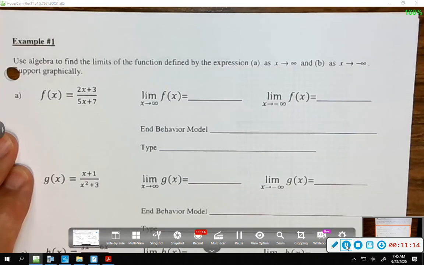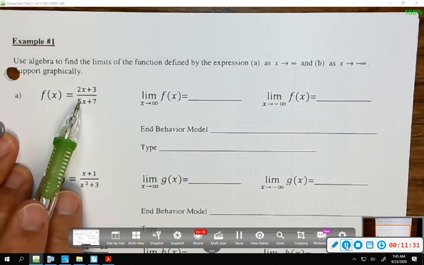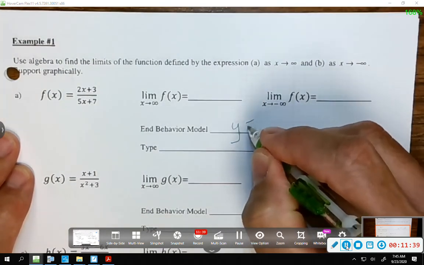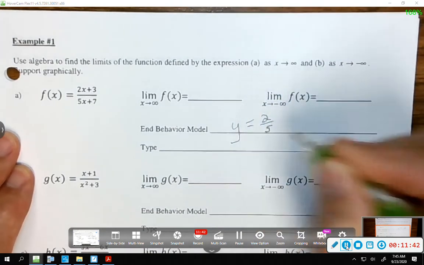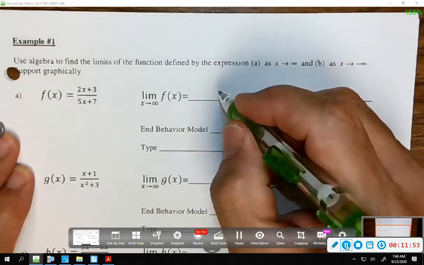We're going to use the fact that we know that the degree on top is the same as the degree on the bottom. They're both linear functions. The numerator is a line, the denominator is a line. So in order to find the horizontal asymptote, I just look at the coefficients of the highest degree terms. Okay? So y equals 2/5 is going to be the end behavior model. Just understand that horizontal asymptotes are one type of end behavior model. Well, if that is the case, then the limit as x approaches positive infinity here is going to approach that horizontal asymptote.